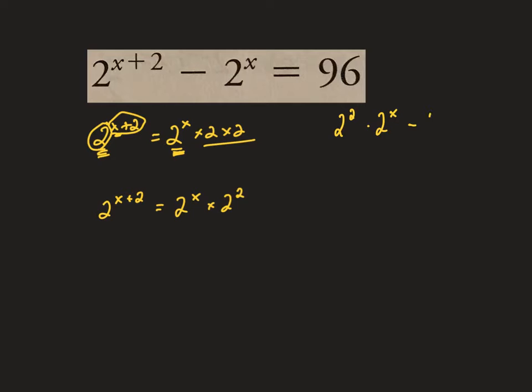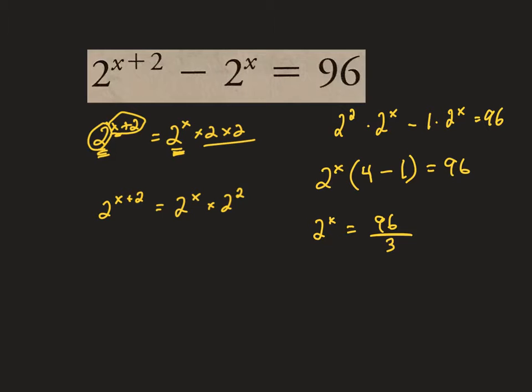minus 1 times 2 to the power of x equals 96. All right, so now we can factor out a 2 to the x. So 2 to the x times 2 squared, well, instead of 2 squared, I'm just going to write 4, minus 2 to the x times 1 equals 96. So 2 to the power of x is equal to 96 divided by 4 minus 1. So 96 divided by 3. 2 to the power of x is equal to, what's that, 32.